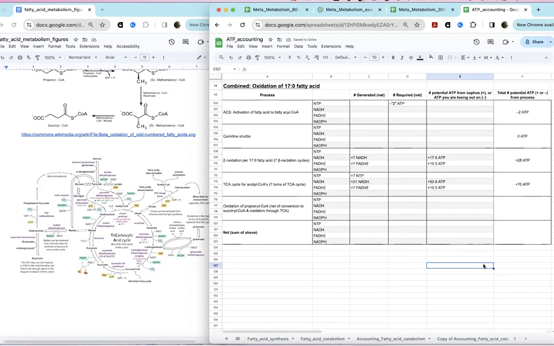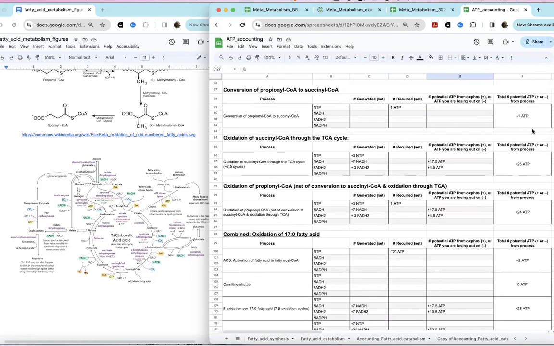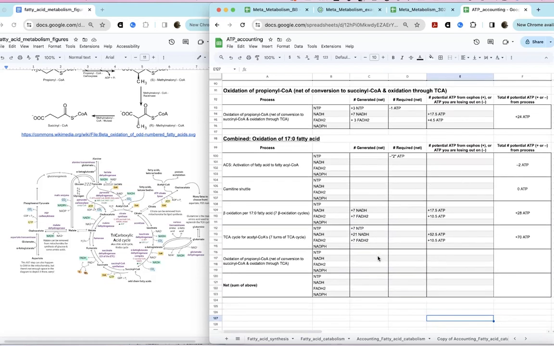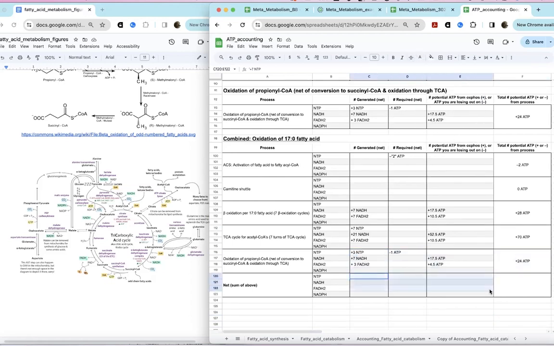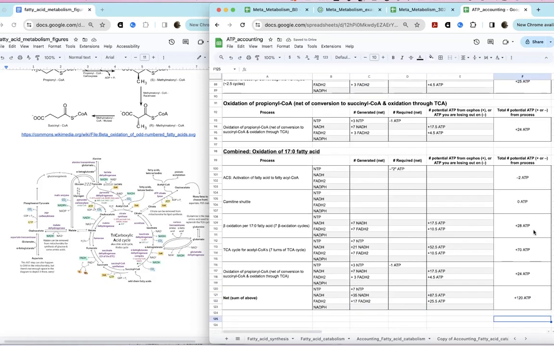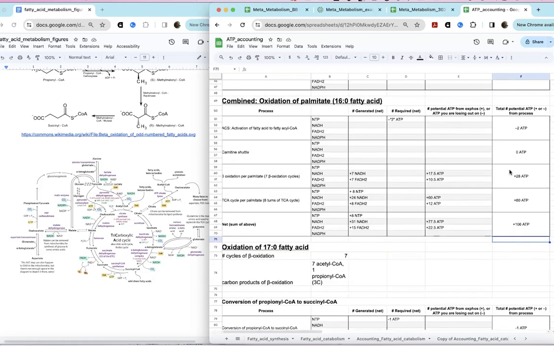This propionyl-CoA, well, we just talked about what we could do with it, and we saw that we get a net of 24 ATP. So 25 ATP that we could generate from the oxidation, as well as considering the 1 ATP that we had to spend in order to convert the propionyl-CoA to our succinyl-CoA. So then we have our 24 that we enter here. And then if we take the net sum of all of this, what we find is that we can generate 120 ATP from the 17O fatty acid. And that's going to be more than we generated from our 16O fatty acid.